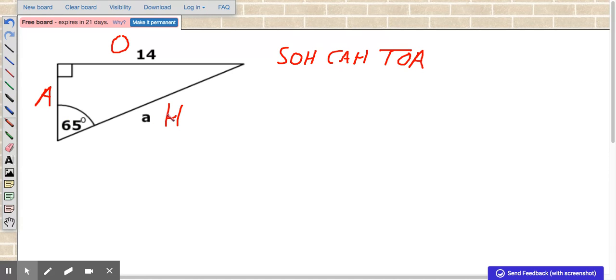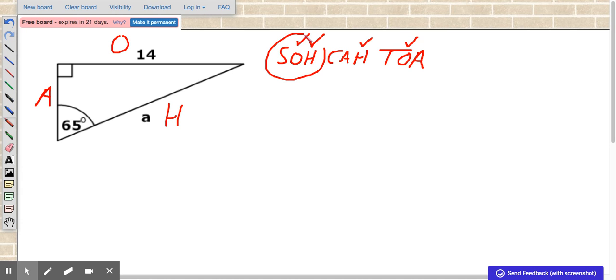And next step, tick off the sides. The hypotenuse is the letter A. We're going to tick off the letter A in the question, not the letter A in the adjacent. So we're going to tick off the hypotenuse. The adjacent has not got a letter or a number. We're not going to tick that off. The opposite has number 14 in the question. I'm going to tick that off.